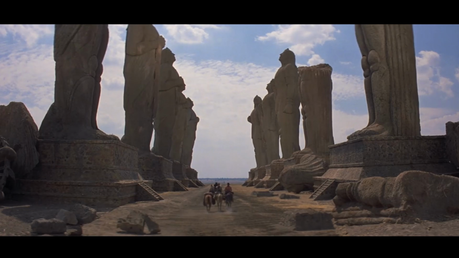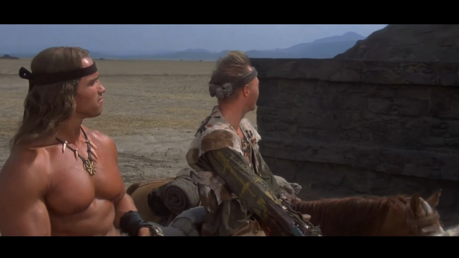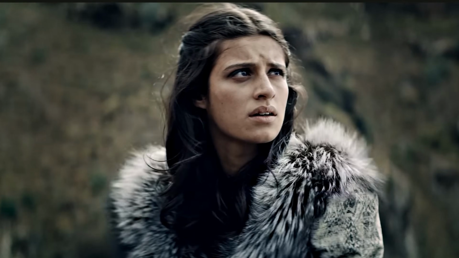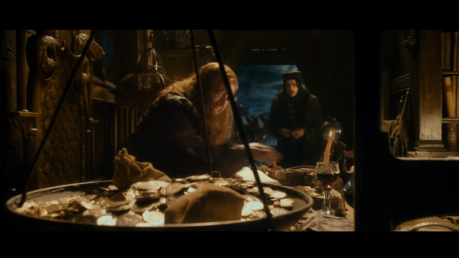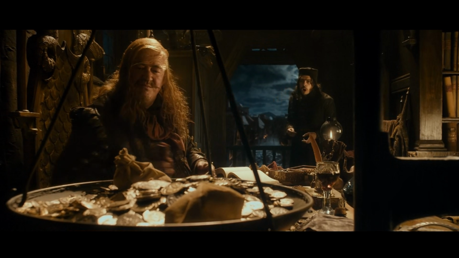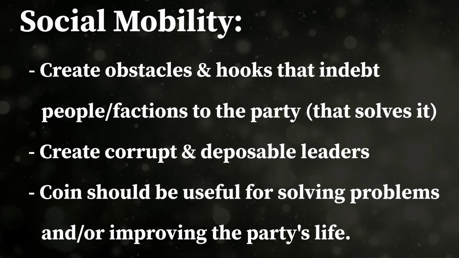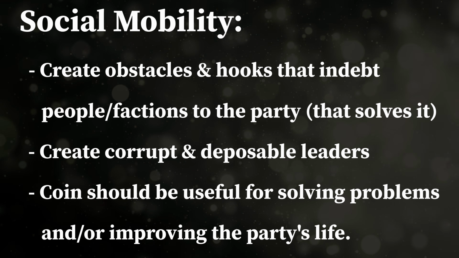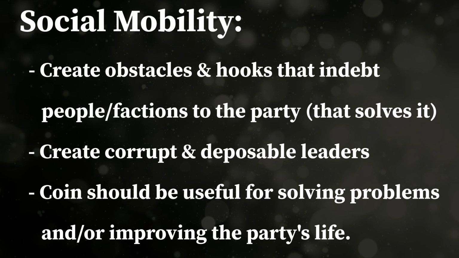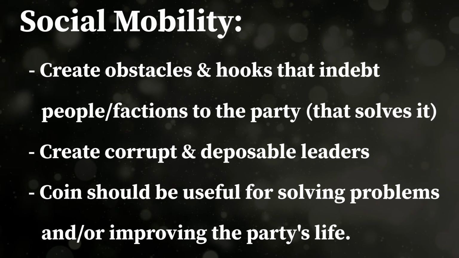Finally, make sure to set up opportunity for the players to gain upward social mobility. Think about adventure hooks or create obstacles that, if solved by the party, will make them favored by their beneficiaries. You can create corrupt, inept, or unlikable state leaders that can be deposed by upstarts and allow them even greater social mobility into society.